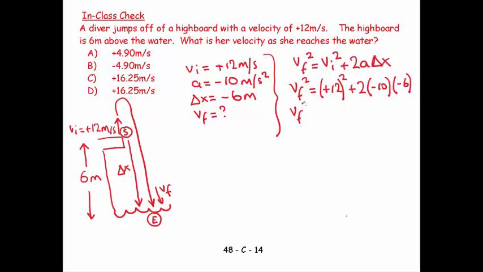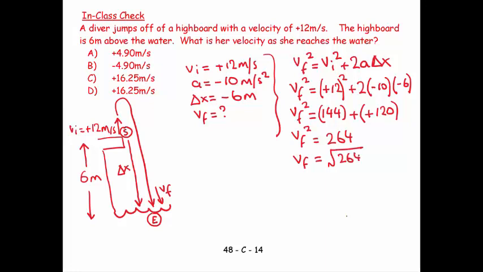So Vf squared is equal to 144 plus 2 times minus 10 is minus 20 times minus 6 is plus 120. So Vf squared is equal to 264. So Vf is equal to the square root of 264. Vf is equal to, get my calculator, second square root 264 equals plus or minus 16.25 meters per second.